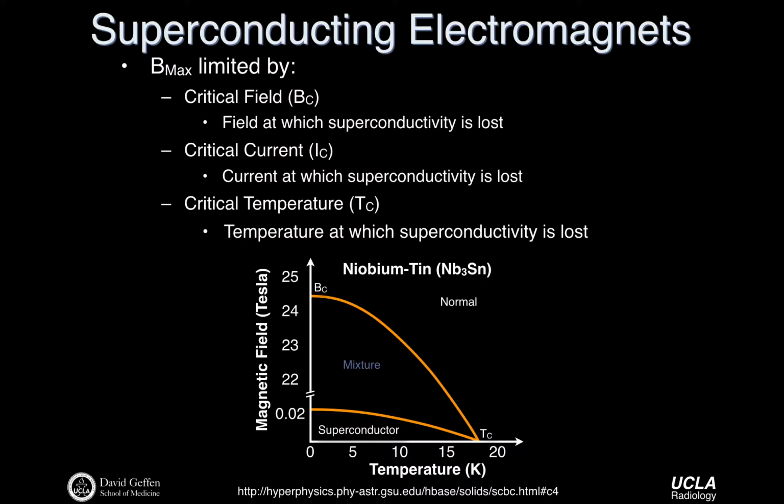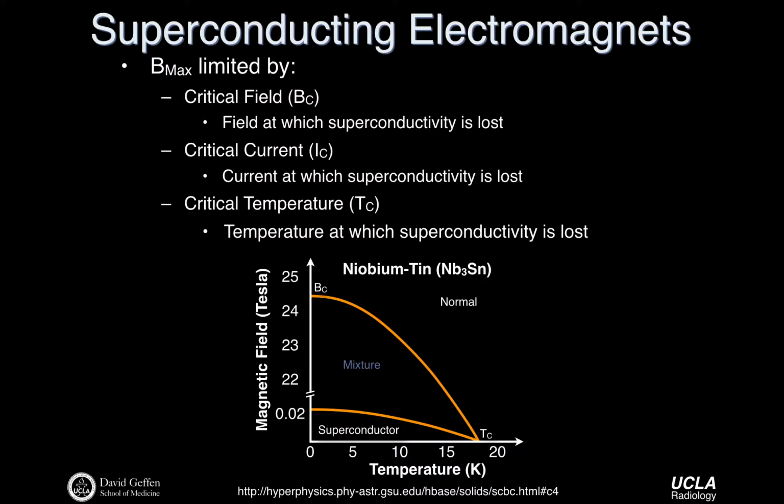If we look at niobium tin as a function of field strength or as a function of temperature, you can get outside of the critical range. So if you're above TC, you lose superconductivity. If you're above BC, you lose superconductivity. So you have to be inside the envelope of this rough curve.